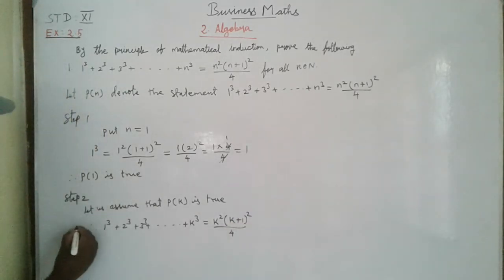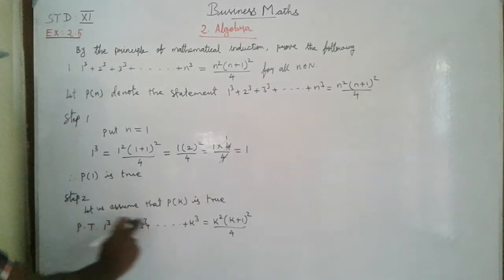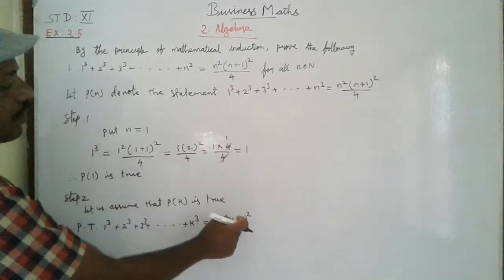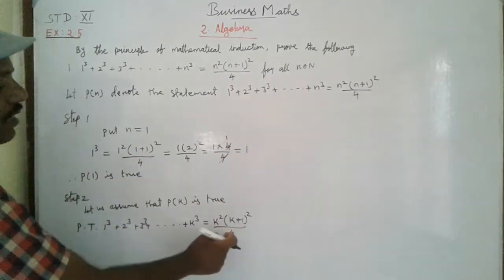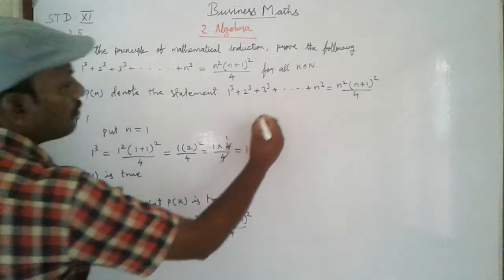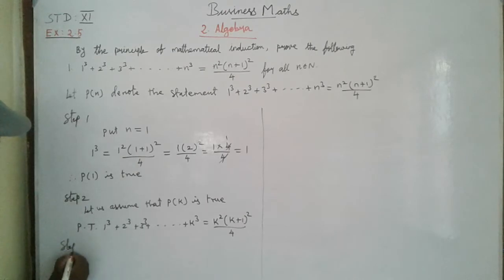So we have to prove that if P of k is true, then 1 cube plus 2 cube plus 3 cube plus etc plus k cube equals k square into (k plus 1) whole square divided by 4 is true. Step 3.